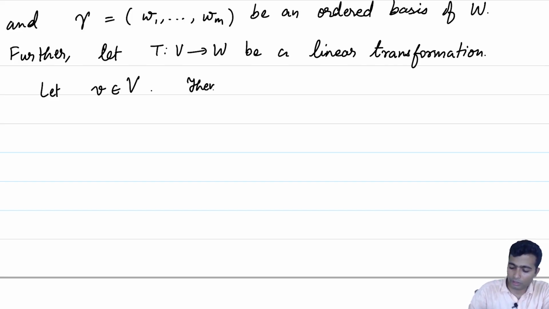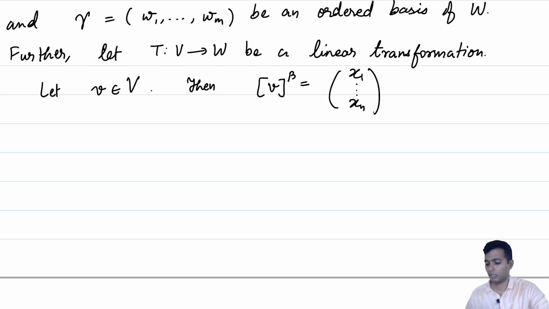Then every vector has a coordinate representation. So the coordinate vector of V with respect to beta, let it be equal to x1 to xn. This is just telling us that V is x1 v1 plus x2 v2 plus up to xn vn.